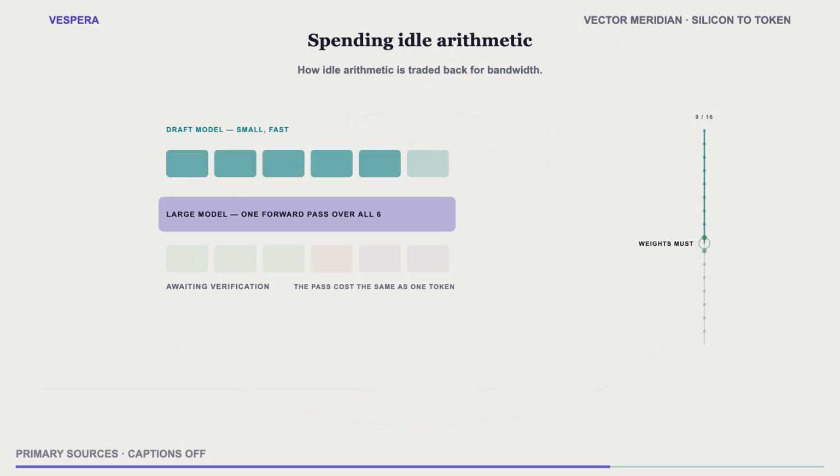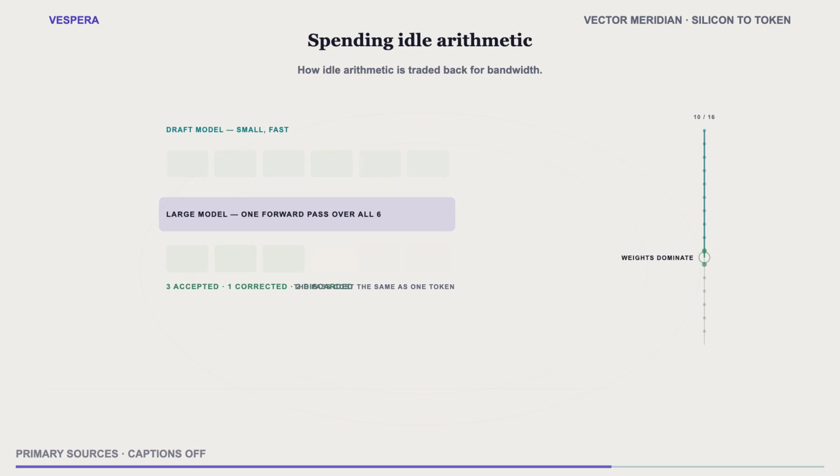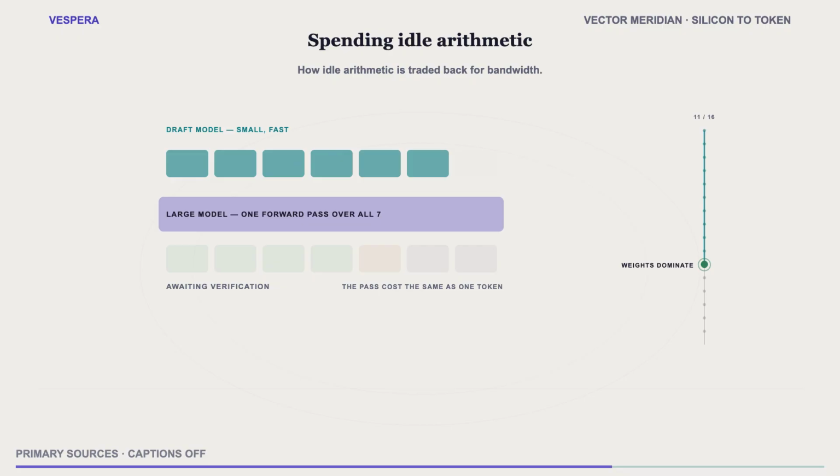Why does it work? Because language is highly predictable in places. After the capital of France is, a small model will say Paris with total confidence, and so will the large one. Common phrases, closing brackets, grammatical inflections, the second half of a familiar word. A small model gets these right. Almost always. It fails on the parts that need real knowledge or reasoning, which is precisely where you want the large model's judgment and precisely where the rejection happens.